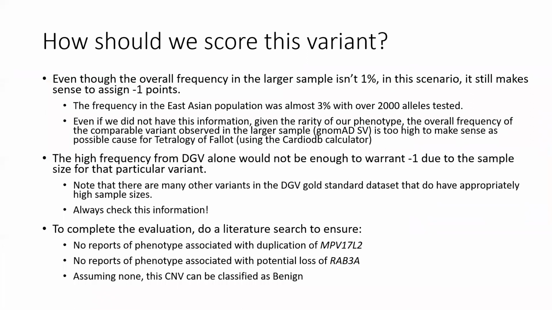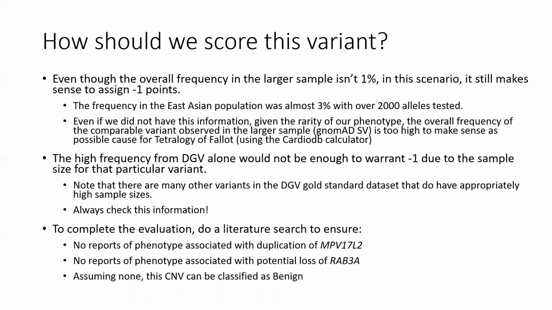However, again, because we're just doing an example here, we want to step further and show that given the rarity of this phenotype, even an allele frequency of 0.36% was too high to make sense as a possible cause for this condition. Even though the variant that we saw in the DGV Gold Standard Dataset indicated a frequency of 12%, we didn't want to rely on this information alone because it was made with a small sample size. But note that, as Jeff just told us, DGV does have many other variants in the Gold Standard Dataset with appropriately high sample sizes, so always be sure to check on that information.